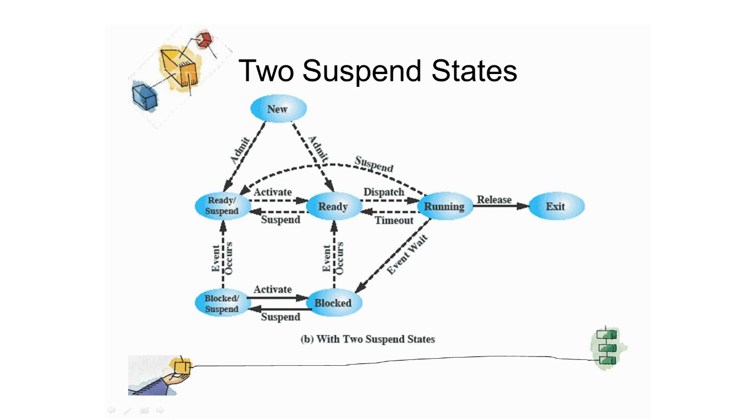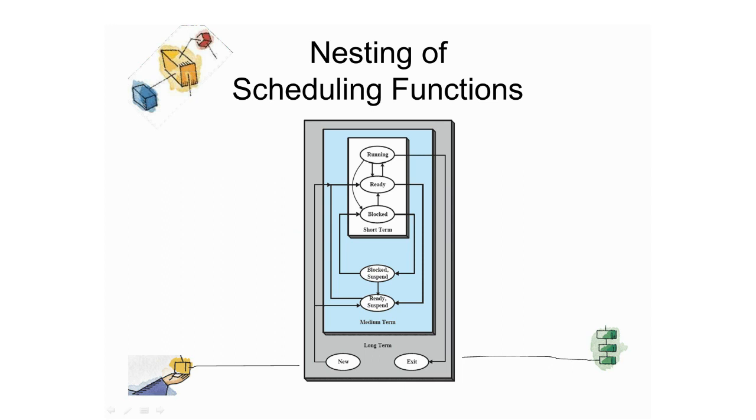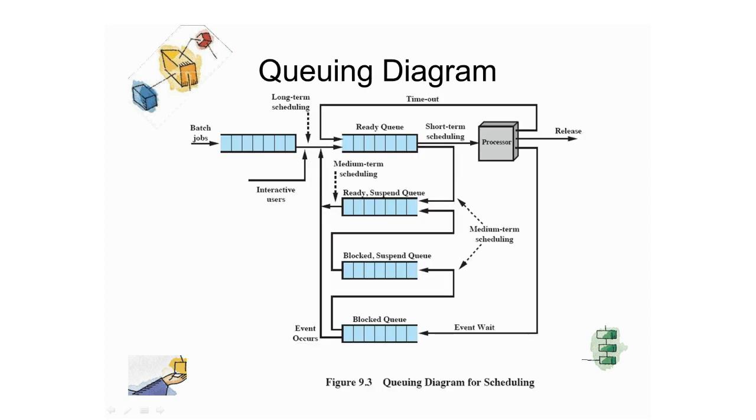Here is the diagram of two suspend states that can correlate with the next diagram. Here is the diagram of scheduling and process state transition. When the order comes, long-term scheduling can transfer it to ready suspend and ready, and it will run and then exit. And when it blocks or is suspended, the medium-term scheduling will send it to the blocked state. Here is the nesting scheduling function diagram. Here is the queuing diagram of scheduling.